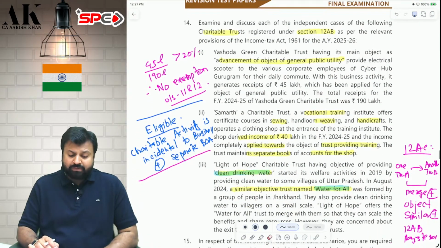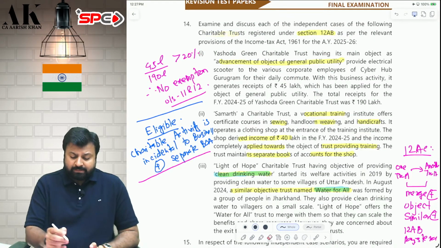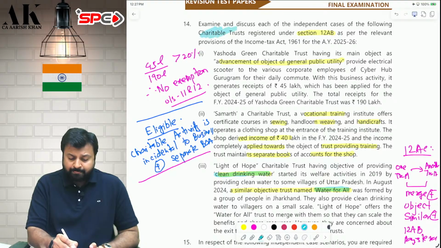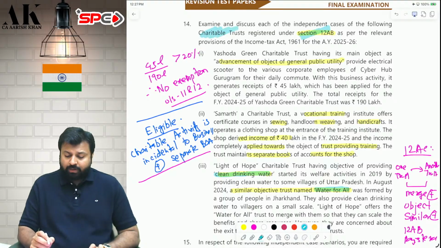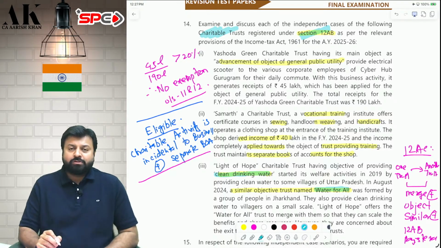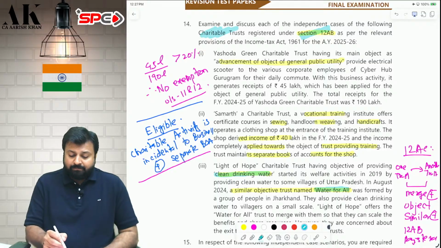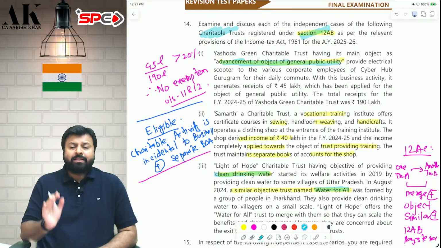Coming to the next question, which is on trust. That is a charitable trust which is registered under 12AB. What are they doing? There are 3 independent situations. We need to answer all 3 of them one by one. First, the charitable trust is registered as advancement of any other object of general public utility. Now, do you remember that?